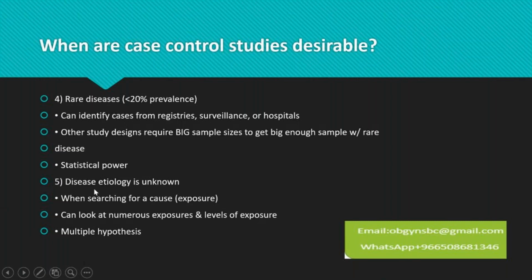We can also use case control studies when the disease etiology is unknown. What is etiology? What has caused this disease. When we are searching for a cause or exposure, how the persons have developed it, we can also look at numerous exposures and levels of exposure. I will give you one example.